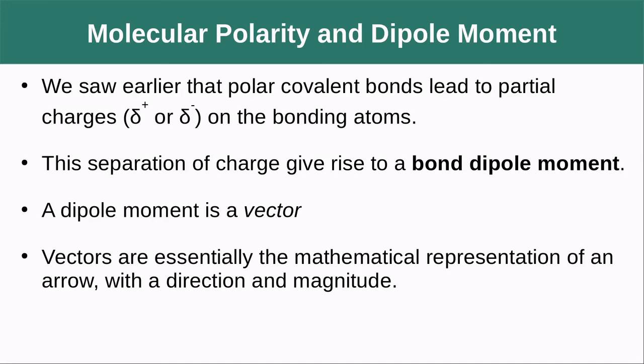So, molecular polarity and dipole moments. We saw earlier with our formal charge that polar covalent bonds can lead to partial charges, which we can abbreviate with this delta plus, meaning a partial positive charge, or delta minus, a partial negative charge on the bonding atoms. This separation of charge gives rise to a bond dipole moment. A dipole moment is a vector. Vectors are essentially mathematical representations of an arrow with a direction and a magnitude.